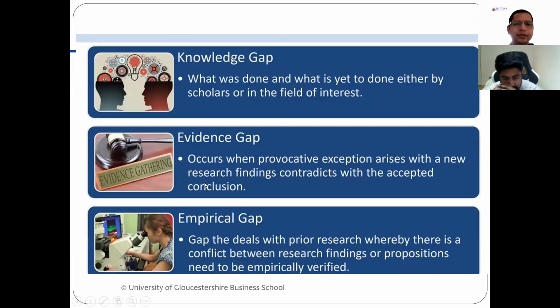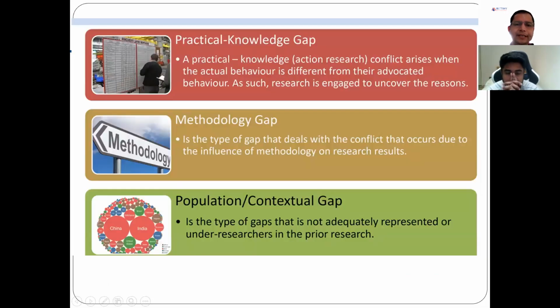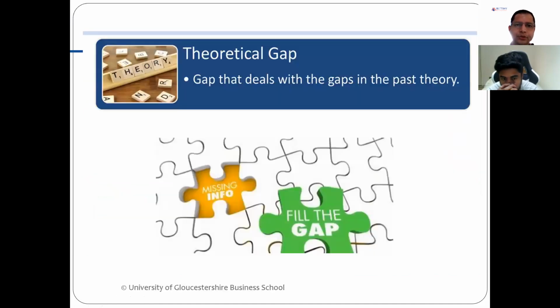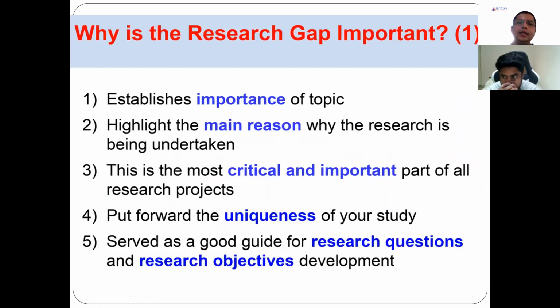So we have seen the knowledge gap, evidence gap, practical knowledge gap. We have also seen the methodological gap, population gap, and also the theoretical gap. Now, why is the research gap important? It is important because you need to identify the problem, the research topic. The moment you don't read all these things, you don't know what's happening in the same industry. So if you want to identify your research topic, you need to identify your research gap.